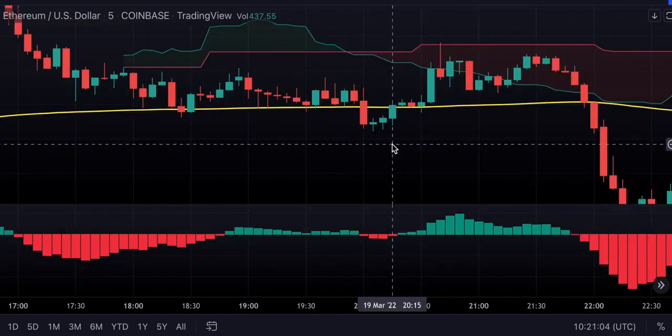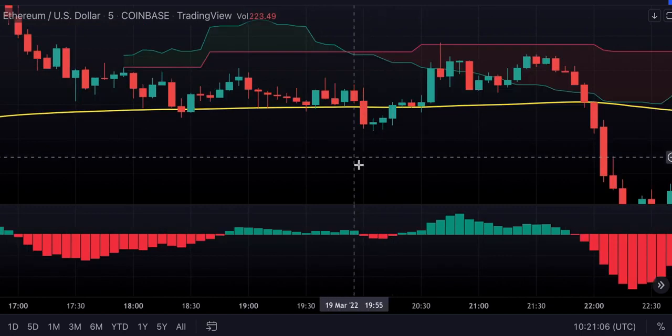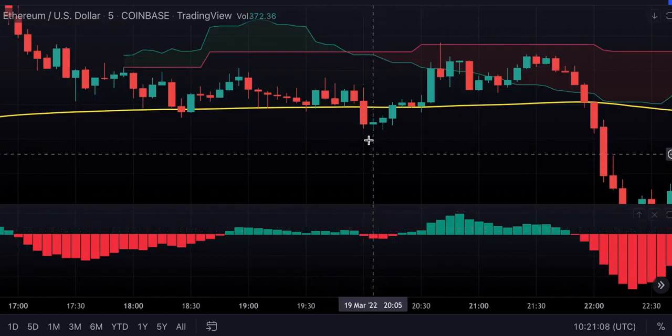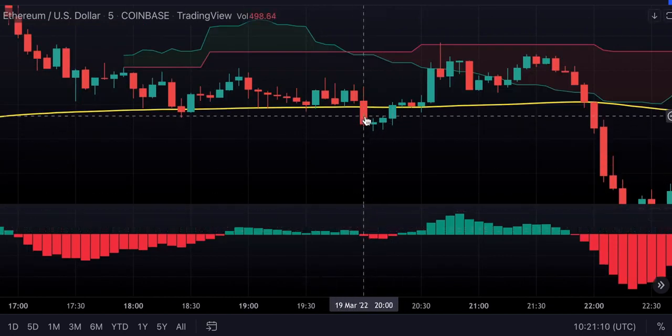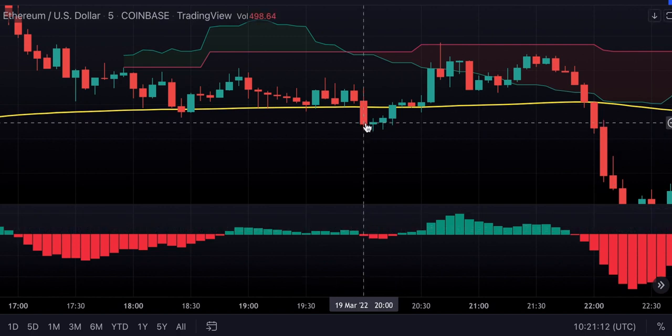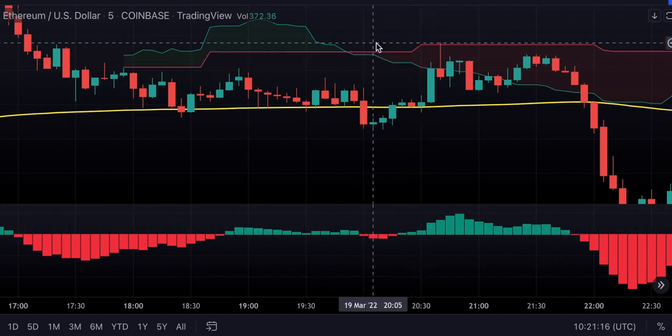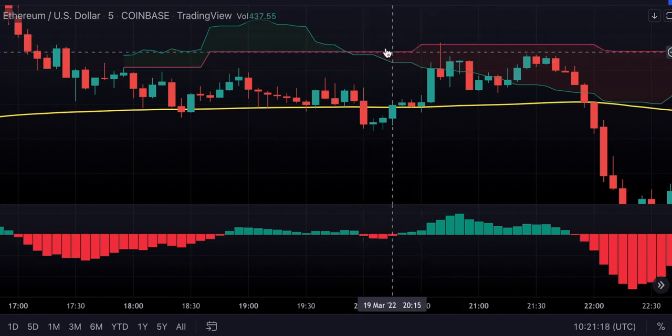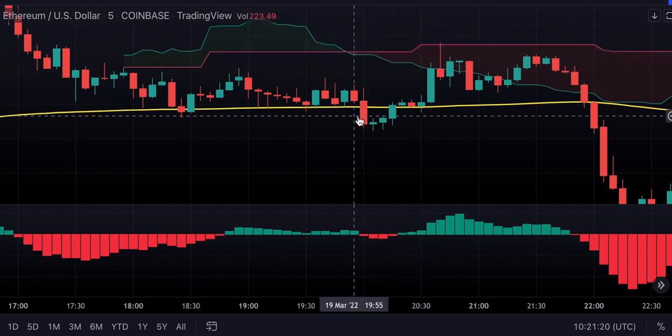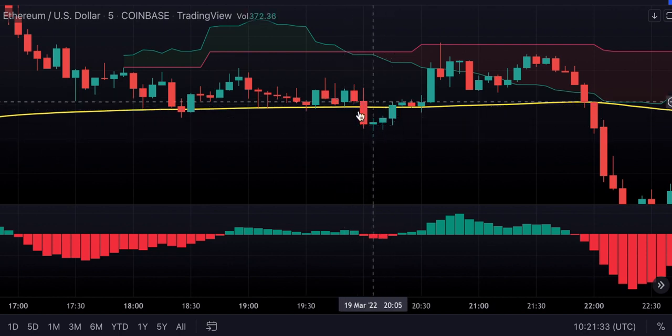Here's another example of a trade we should avoid. So we have a new signal from our MACD. The price is sitting below the moving average and below the Ichimoku cloud. And the Ichimoku cloud is red, but we need to have our Ichimoku cloud below the moving average. So this is another trade we should skip.